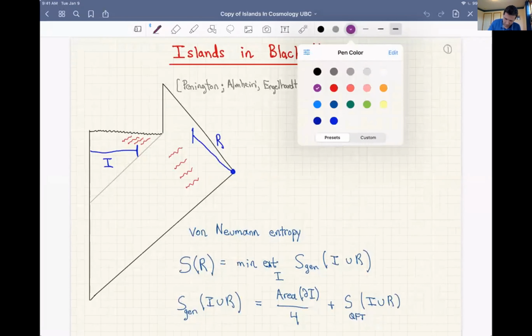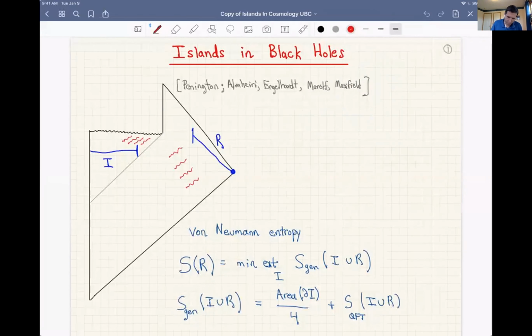So let me describe the regions here. This is a Penrose diagram for an evaporating black hole. There's Hawking radiation, which are these little squiggles coming out of the black hole. And the setup is one where we want to calculate the entropy of this region labeled R. R for radiation in this case. I'm going to keep using R throughout the talk, although it's not necessarily going to be the radiation. It's just going to be whatever system whose entropy we want to calculate, I'm going to call it R.